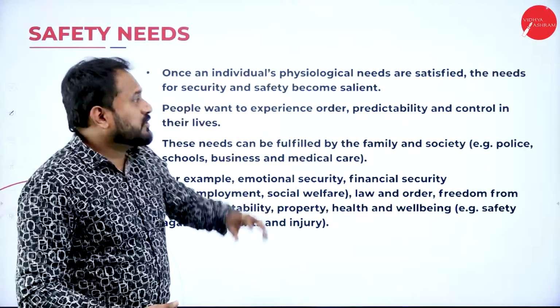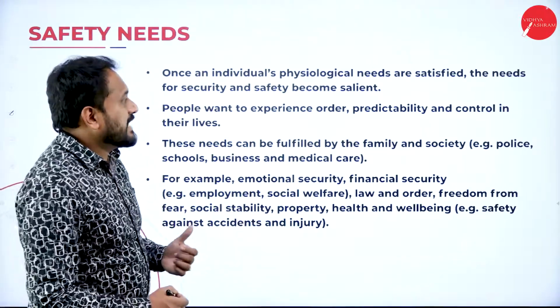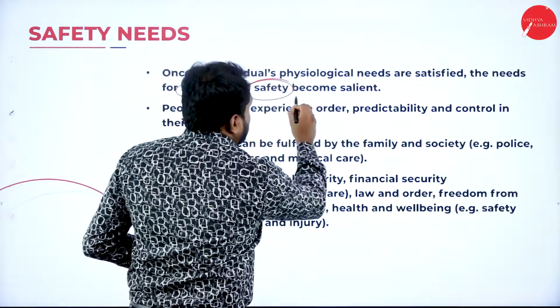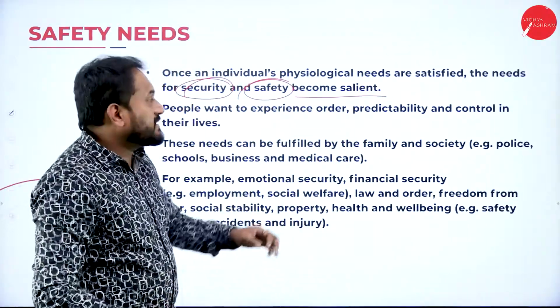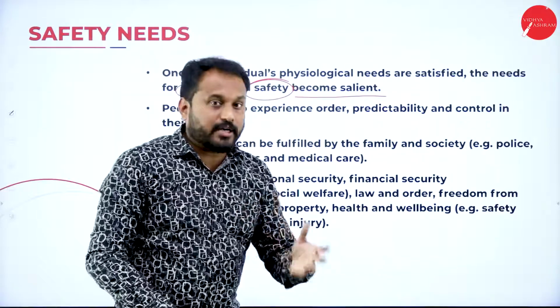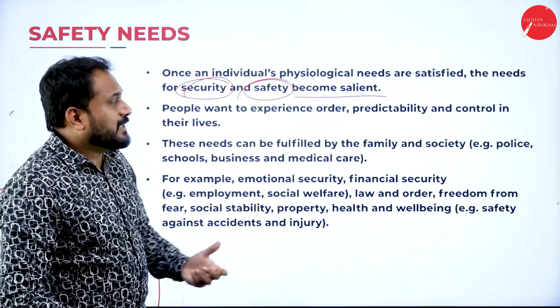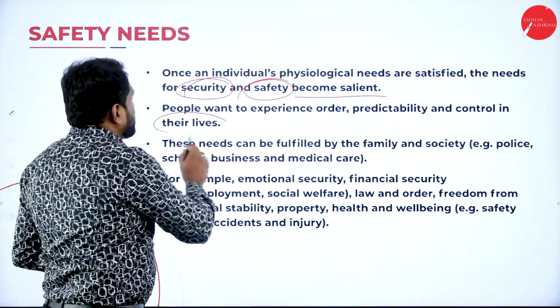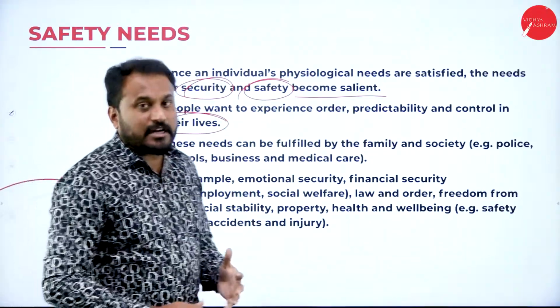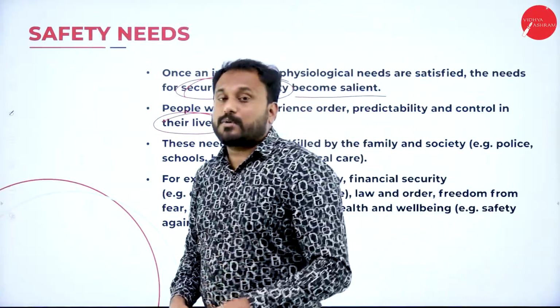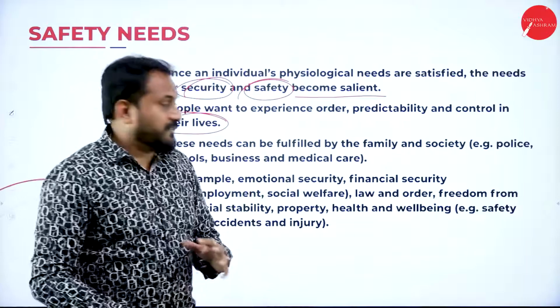Now, once an individual's physiological needs are satisfied, the needs for security and safety become salient. What is the meaning of salient? Salient means very important. People want to experience order, predictability and control in their lives. So they don't want anybody else to control their life. They want themselves to control their life, and they really want to be secure and safe.